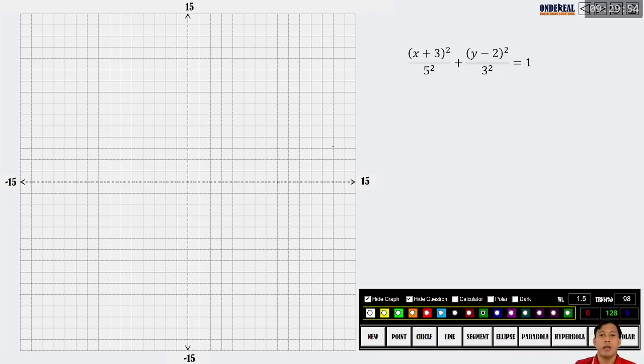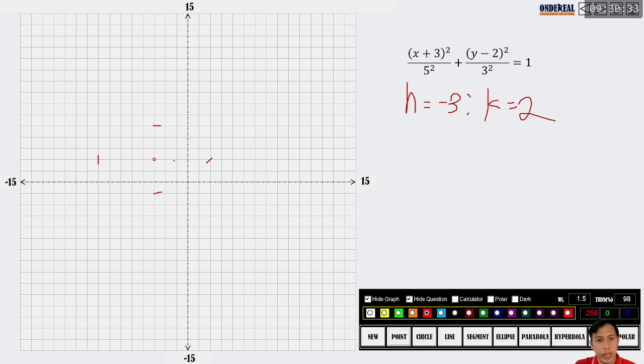So how? Well, the center is located at what? H is equal to negative 3. K is equal to 2. Negative 3, 2. Where is that negative 3, 2 located? Dito, sa second quadrant. Okay? And A is 5, and it's below X, so dito, dapat magpasa dito. 1, 2, 3, 4, 5. Dito. And B is 3. Dito.